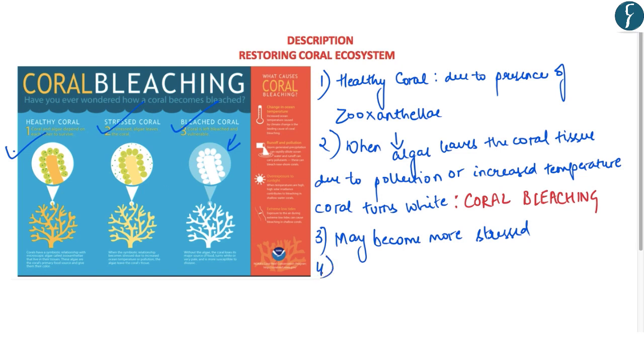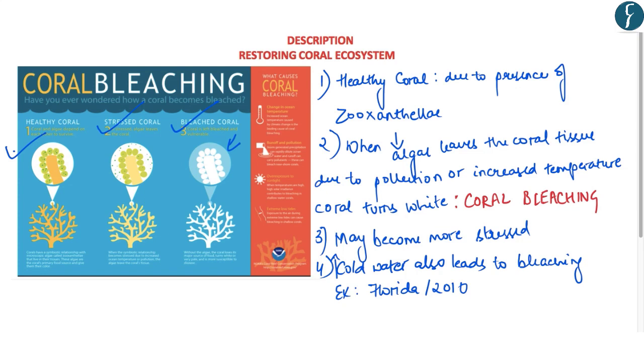Now, the most important point to keep in mind is that it is not necessary that if warm water increases, then bleaching will occur. Sometimes bleaching also occurs when cold water temperature rises. And an example for the same is January 2010 Florida Keys, wherein a coral bleaching event happened due to a rise in cold water temperatures, and this resulted in some coral deaths.